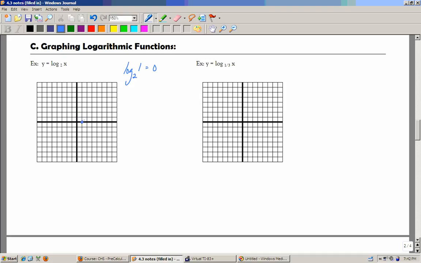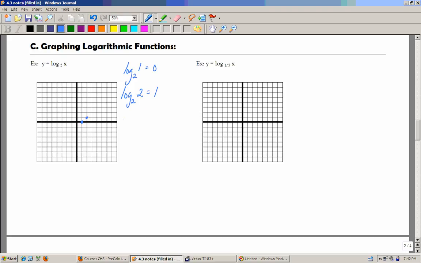This is going to be true for every single log function. No matter what base, you're always going to have the point (1, 0) on the graph. If you plug in an x value that matches the base, 2 to the what power is 2, your answer will always equal 1. No matter what the base is, if it matches, then you're always going to have the y value of 1. So x equals the base is another point on every log graph. In this case, it's (2, 1).